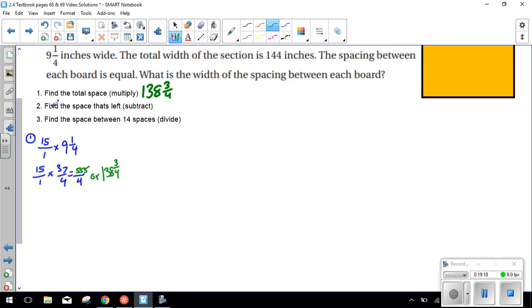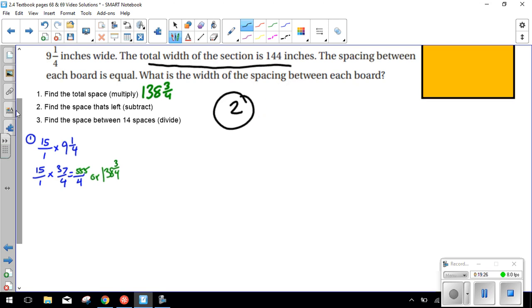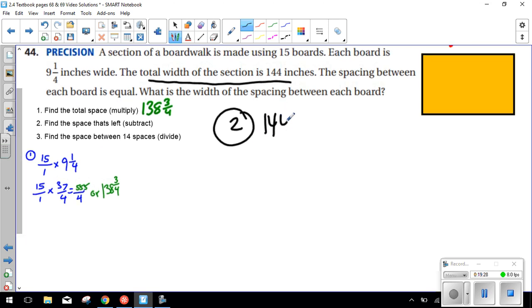So step 2 says to subtract. I know I have a total width of 144 inches. I'm going to subtract 138 and 3/4 inches that the boards take up. So this is the amount of space the boards take up out of this total space. I'm going to show you something cool.